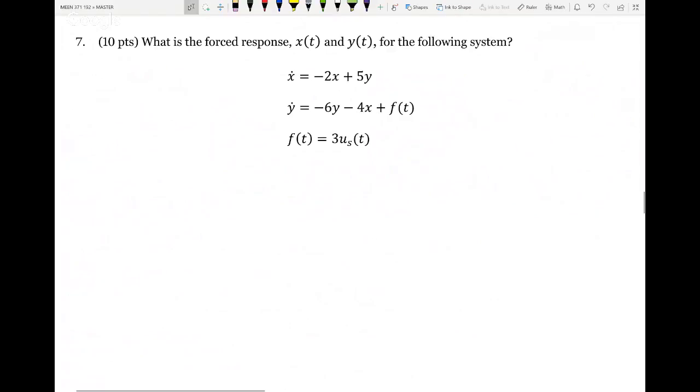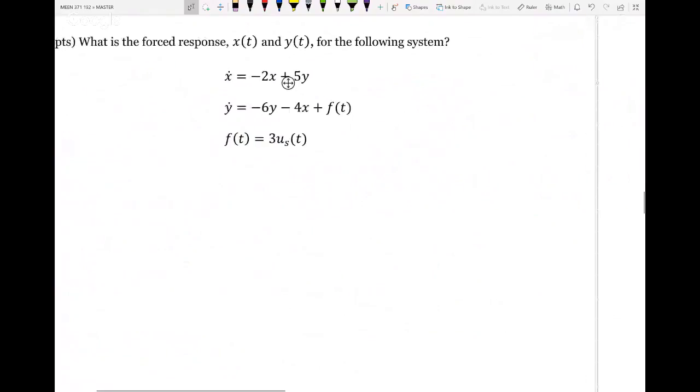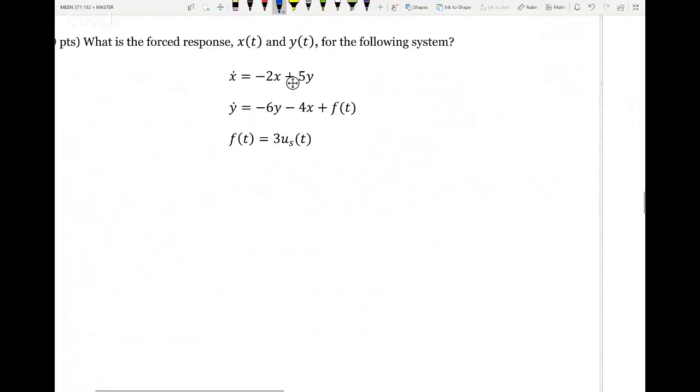Okay, so we'll do it this way. The first thing we would do is turn these both into their Laplace forms. This first one would be s x equals negative 2x plus 5y. This one, s y equals negative 6y minus 4x plus f. And you see I'm dropping off the s's right here.